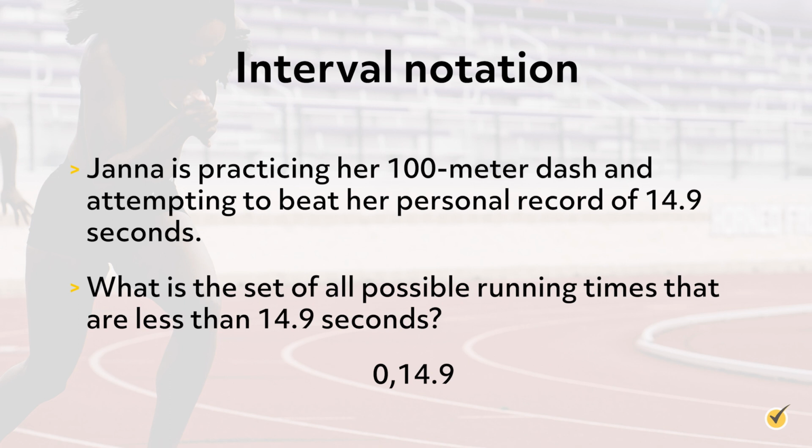In the last example, we used square brackets on the left and on the right to indicate that both 0 and 1 were included in the set.